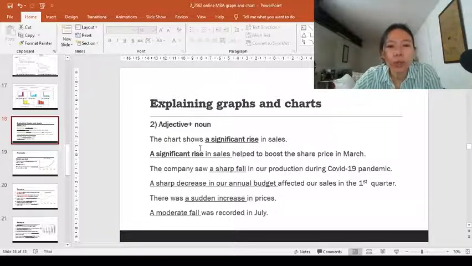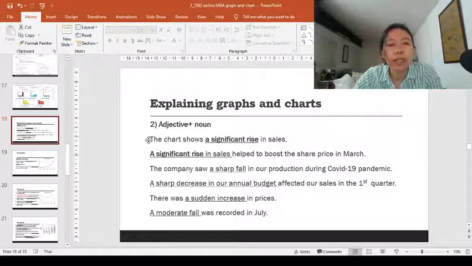The chart shows a significant rise in sales. A significant rise in sales helped to boost the share price in March. The company saw a sharp fall in our production during the COVID-19 pandemic. A sharp decrease in our annual budget affected our sales in the first quarter. There was a sudden increase in prices. A moderate fall was recorded in July.